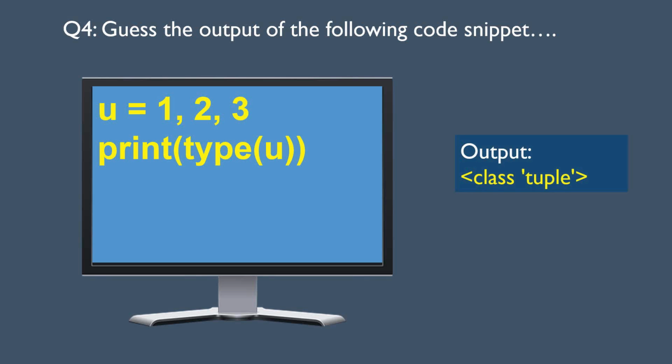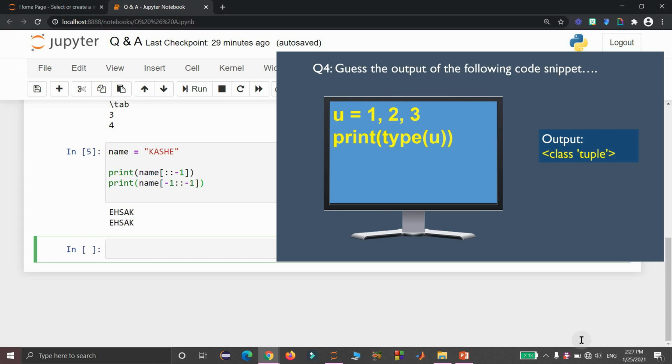Here the answer is tuple. Let us check this output. Python treats comma separated elements either in parentheses or without parentheses as a tuple.